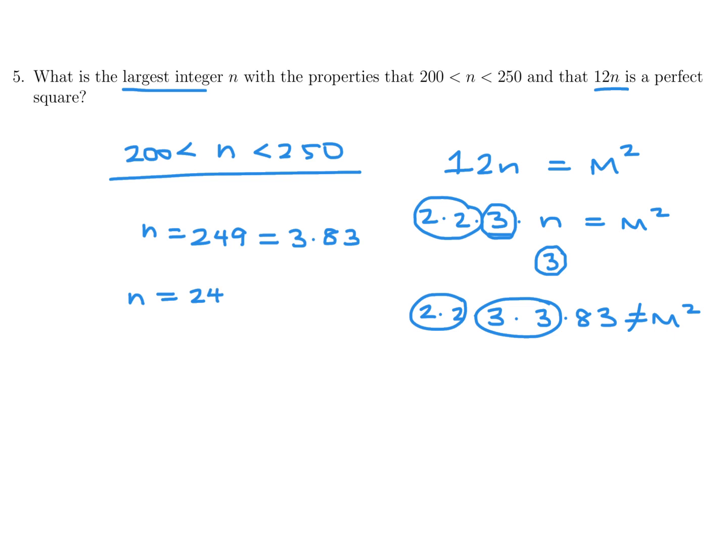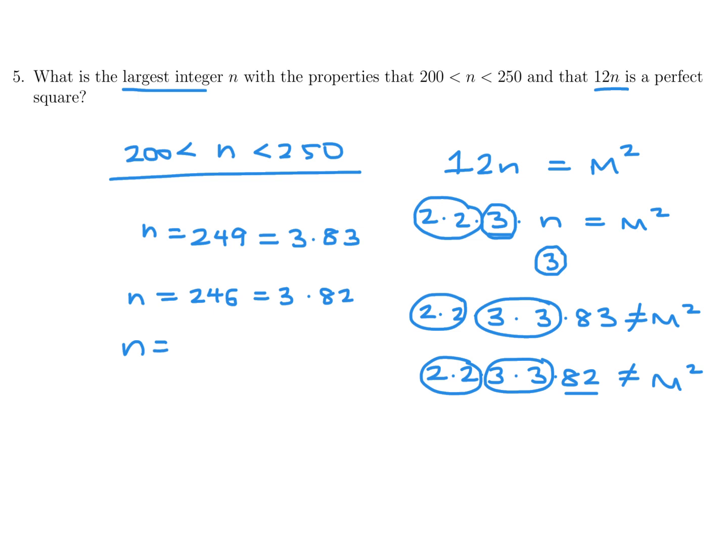I'm going to step down to 246. The reason is because it has to be a multiple of 3, so it's pointless to look at 248 or 247. And that is 3 times 82. Okay, let's see what happens there. If I put that there, it'll be 3 times 82. And I think this also fails, because 82 is not a perfect square, so that fails also.